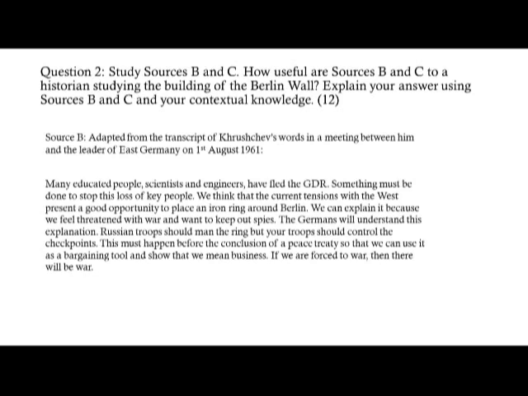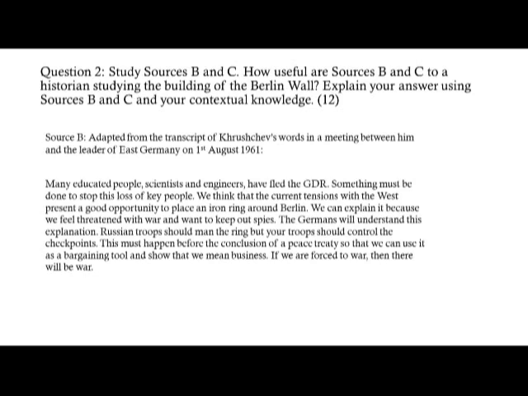It's a private meeting between Khrushchev and the leader of the GDR, Communist East Germany. And that was a man named Walter Ulbricht. Now, you don't need to know that, but if you do, that's great. Now, I'd also, if I was answering this question, I'd highlight that date. This is the 1st of August, 1961.